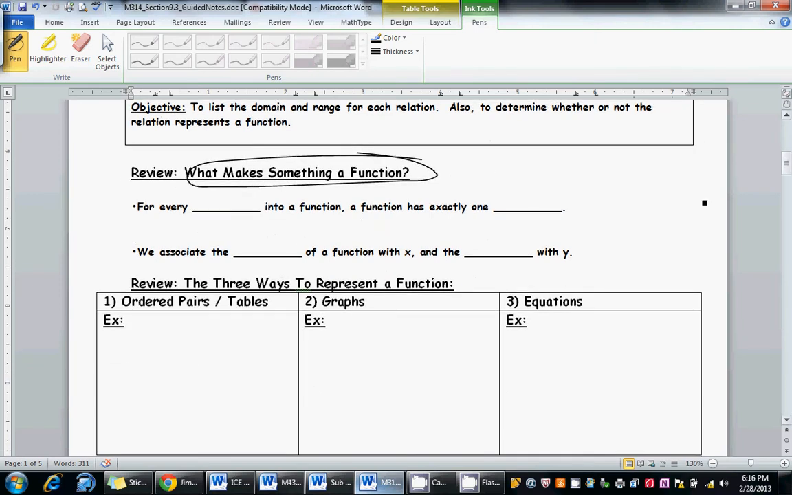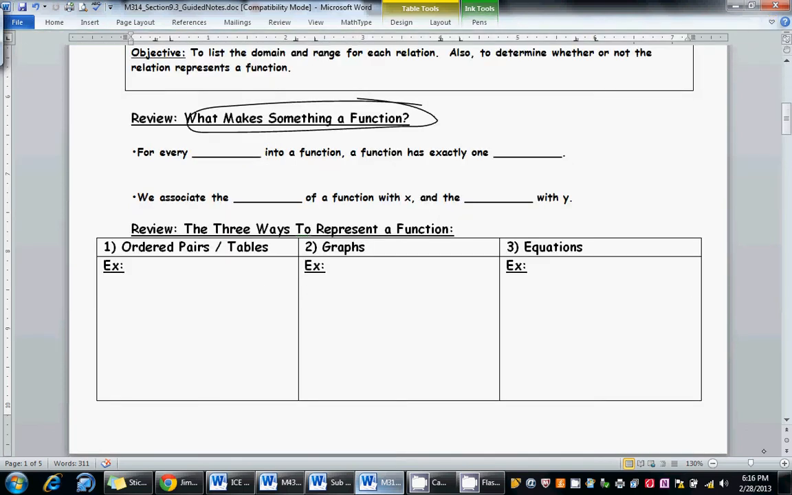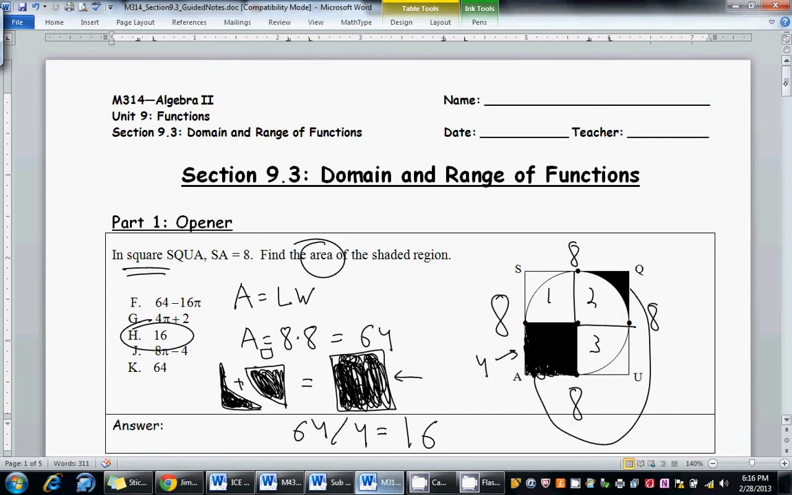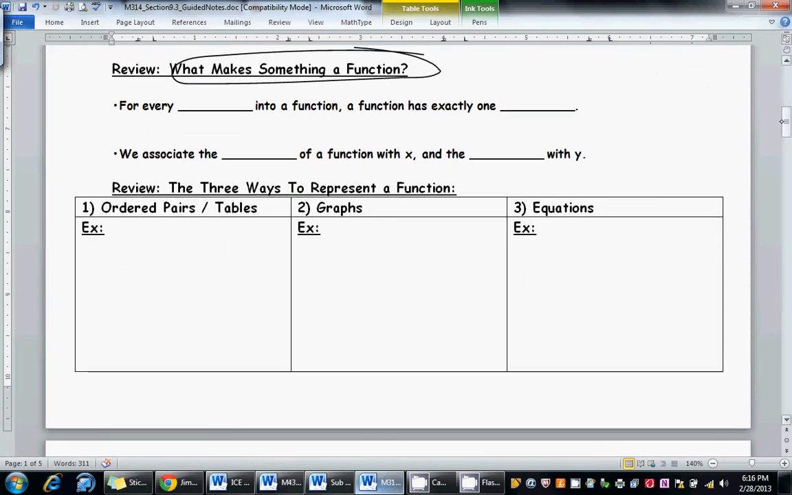Alright? And we've talked about this definition a few times. Let me see if I can get rid of that, give us a little more space. There we go. What makes something into a function? For every input into a function has exactly one output. Exactly one. Okay? We associate the input of a function with x and the output with y.